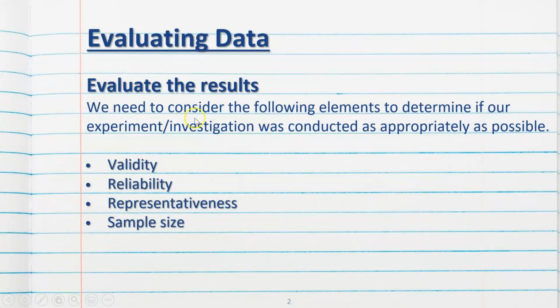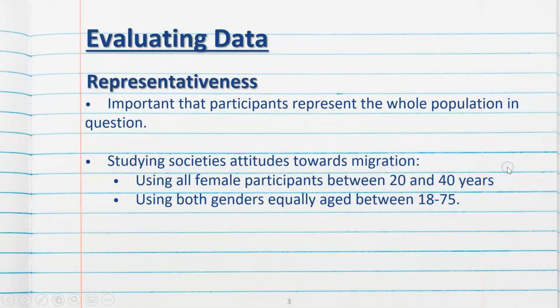So, we need to consider the following elements to determine if our experiment or investigation was conducted as appropriately as possible. So we need to look at the validity of our results, the reliability of our results, the representativeness of our sample, and of course the sample size itself, whether it was big enough or not. So let's go into these in a bit more detail.